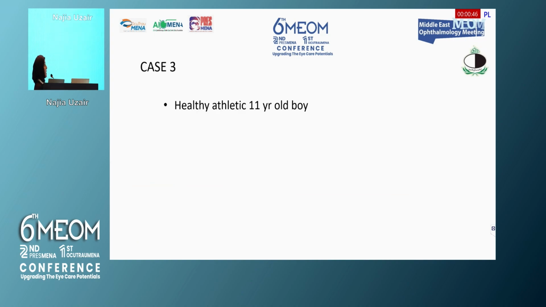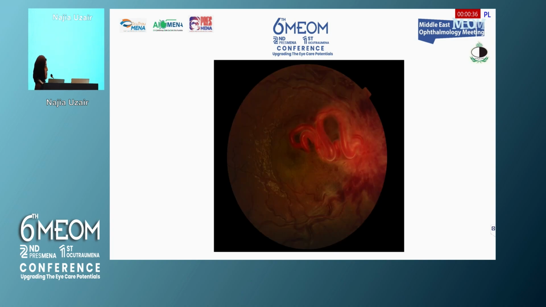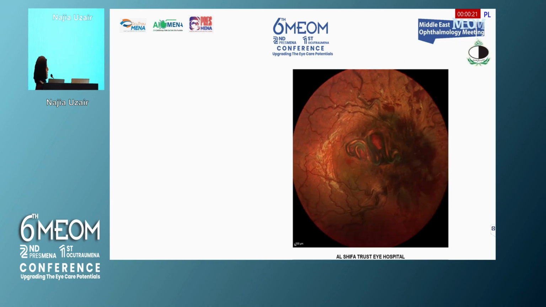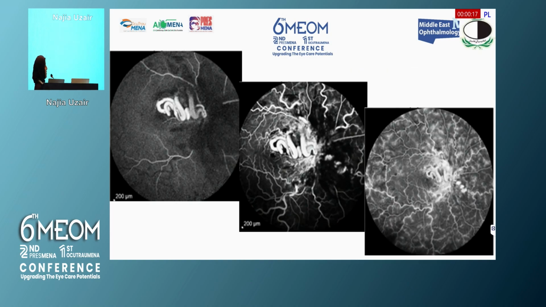My last case is a healthy, athletic 11-year-old boy who presented with sudden decrease of vision in the right eye. Visual acuity in the right eye at presentation was 6/36. Anterior segment examination was unremarkable. Fundus examination revealed this huge looped tortuous vessel arising from the disc going up to the macula. As you can see here, there were also some hemorrhages along the supratemporal and infratemporal vascular arcades. So we got to a diagnosis of racemose hemangioma with a central retinal venous occlusion.